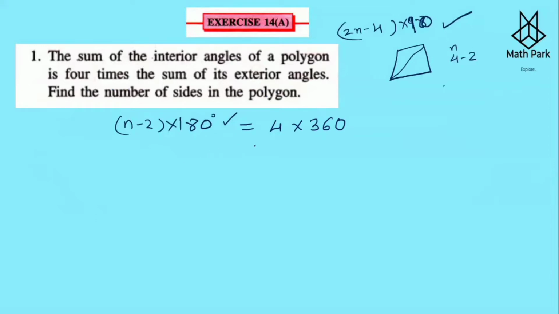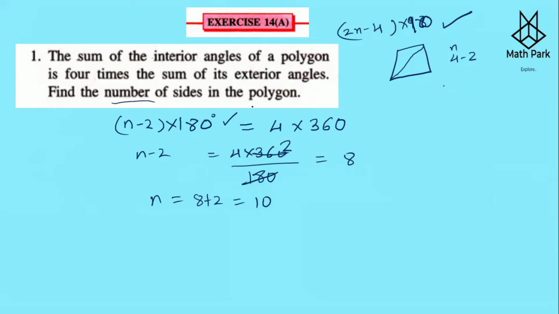So we need to find n here. Let us solve this equation. n minus 2 times 180 is equal to 4 times 360. This 180 goes there upon 180. 180 times 2 is 360, so we get 4 times 2, which is 8. This minus 2 goes here. We get n is equal to 8 plus 2, which is equal to 10. So the number of sides in the polygon is 10. n is equal to 10. So we're done with the first question.